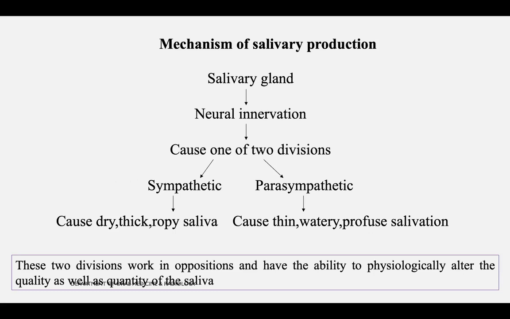Saliva has neuromuscular innervation, which is caused by one of two divisions: the sympathetic and the parasympathetic. The sympathetic division is responsible for the production of dry, thick, and ropey saliva, whereas the parasympathetic innervation causes the production of thin, watery, and profuse salivation. These two divisions work in opposition and have the ability to physiologically alter the quality as well as the quantity of saliva.